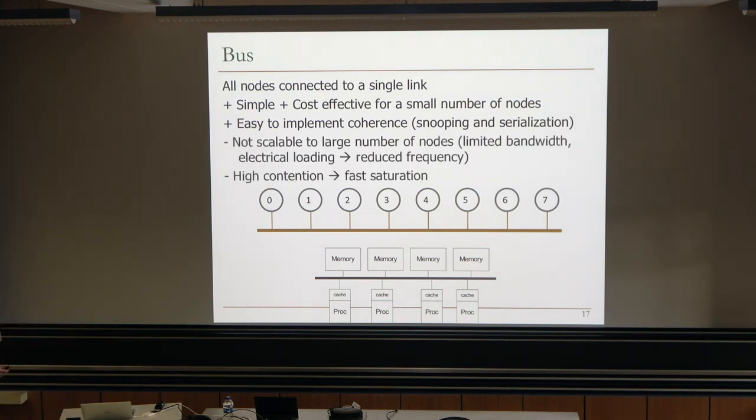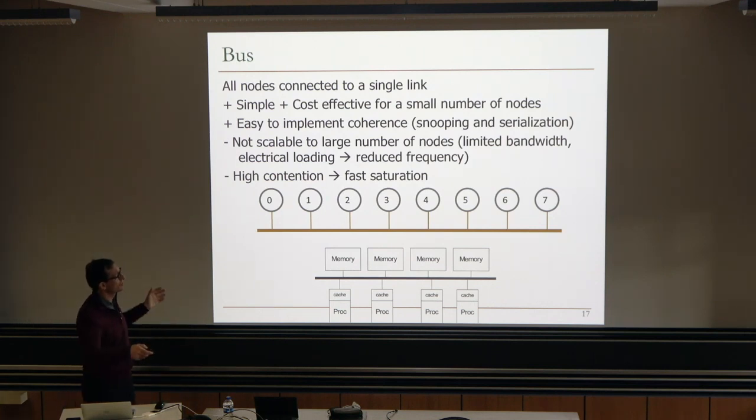Clearly, there are multiple downsides. Basically, it's not scalable to a large number of nodes because it has limited bandwidth, essentially. As you keep adding nodes, multiple things happen. One is you get higher contention because more nodes are communicating with each other, right? And as a result, this bus becomes a bottleneck quickly. Maybe it can sustain only one transfer between two nodes at any given point of time, right? Two node pairs.